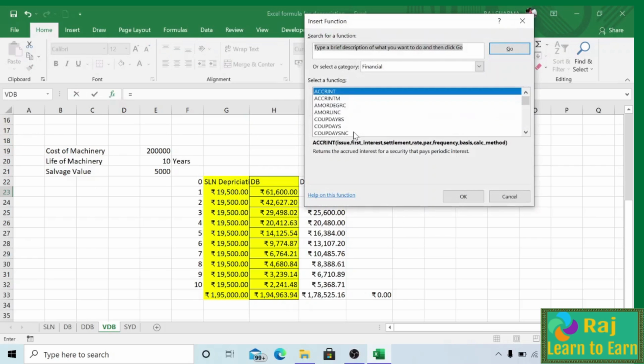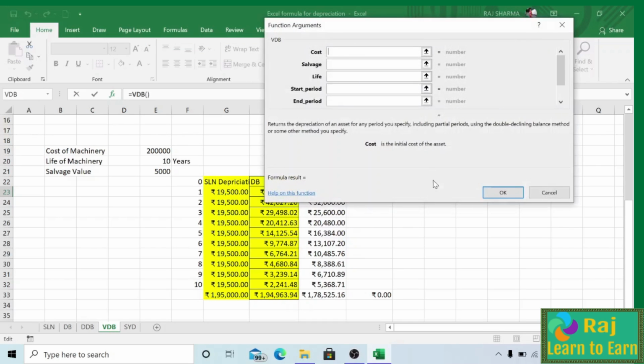So go to the insert function. Select VDB, put the cost 2 lakhs, salvage value 5,000, life is 10 years. Now let me try to work out the depreciation for the initial 2 years. So the start period will be 0, end period will be 2, from 0 to 2 years using the double declining method of depreciation. And then I am leaving these two blank.